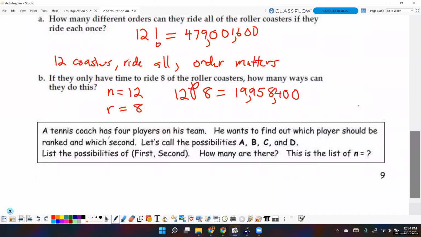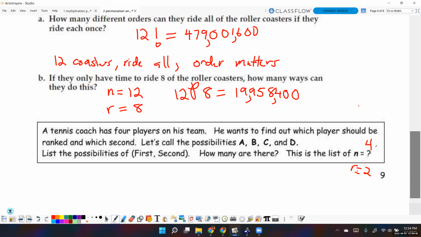The tennis coach has 4 players on his team. He wants to find out which player should be ranked first and which second. Let's call the possibilities A, B, and C. So N is 4. He's got 4 players on the team, and we're going to pick 2 of them, and order matters because the first kid picked is first and the second is second.